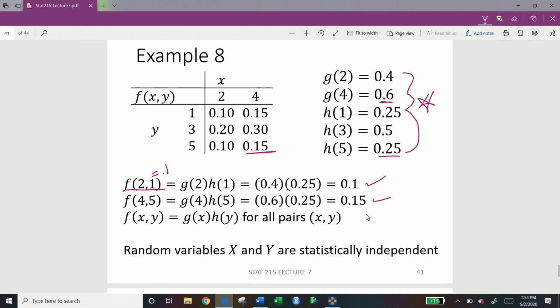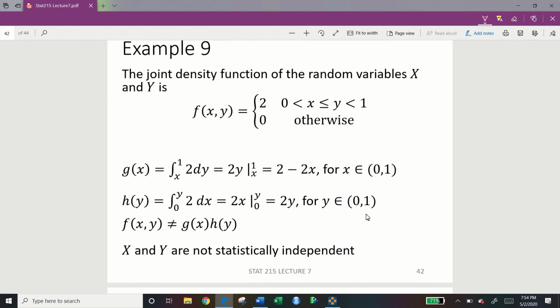But instead, I'd like to take a look at our final example. We have the joint density function of random variables x and y, f of x comma y equals 2 for 0 less than x less than or equal to y less than 1. Let it be 0 otherwise. If we wish to calculate our marginal distributions, g of x would equal the integral from x to 1 of 2 dy, which would equal 2y from x to 1, which would equal 2 minus 2x for x belonging to the bounds from 0 to 1.